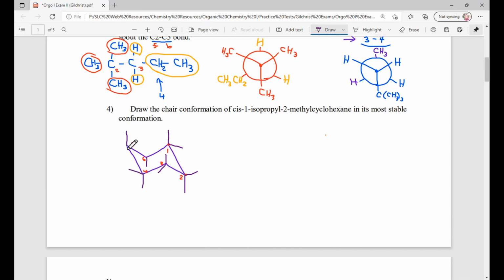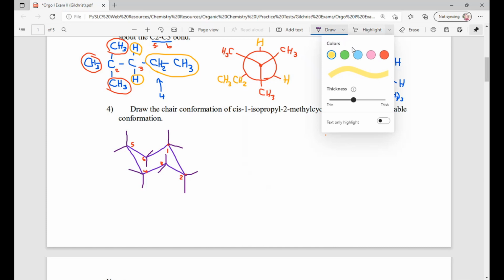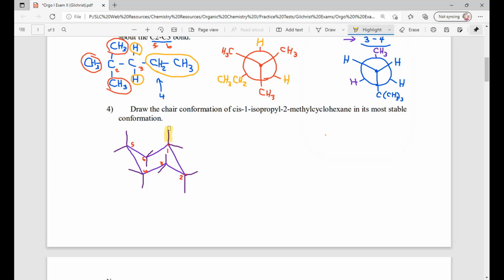Equatorial, equatorial, and then axial to the side. Here we go. Okay, sorry. I should have put those, tell you what, I'll highlight them instead. Okay, so I'll highlight my axial positions. Axial, axial, axial, axial, axial, axial. Okay, equatorial positions out to the side.